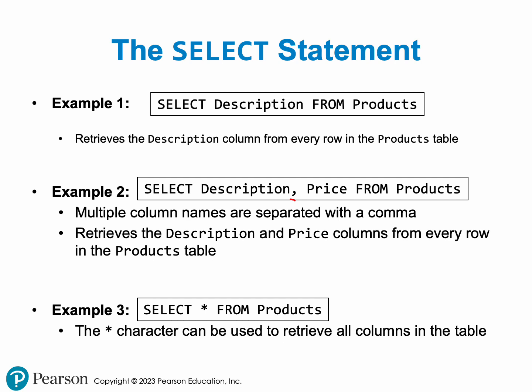Very simple. If you want to retrieve all of the columns that exist in the table, all that you have to do is just put a star. Instead of putting the names of the columns, you have to put a star. SELECT star FROM products will give you all of the information inside of that table.